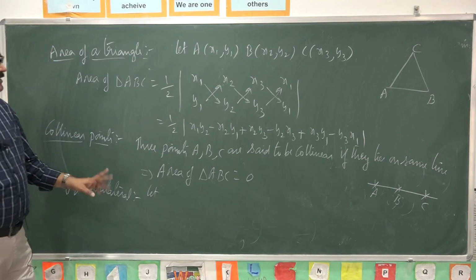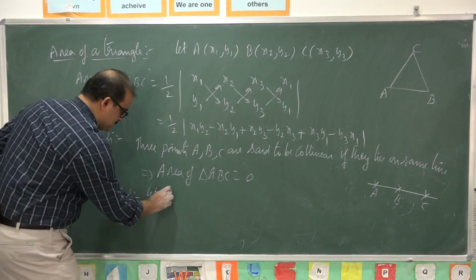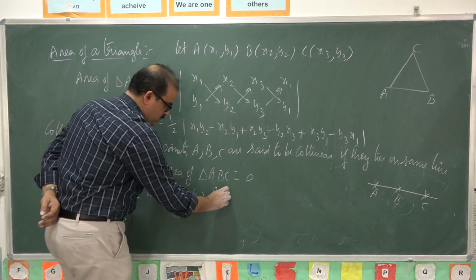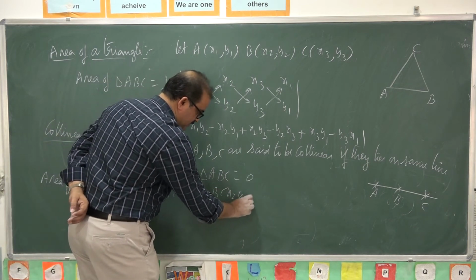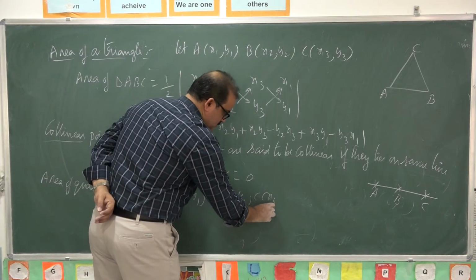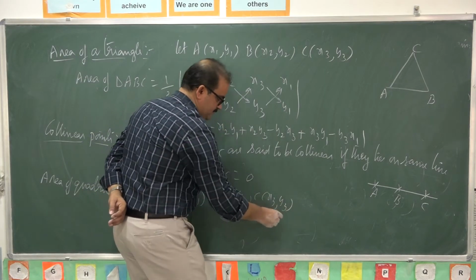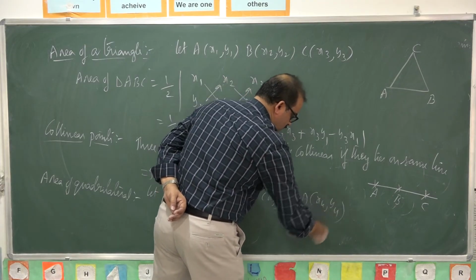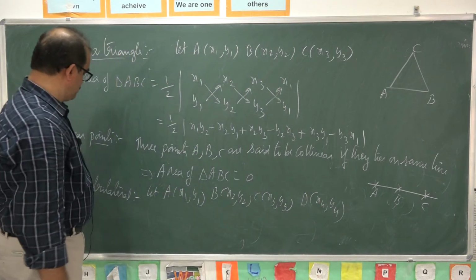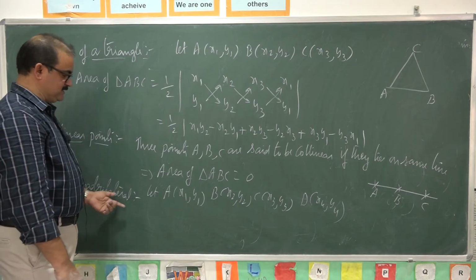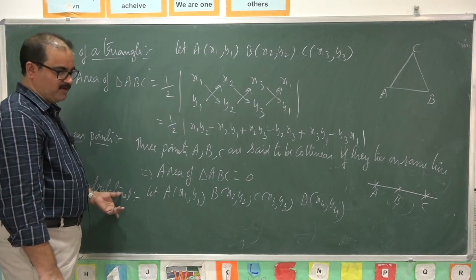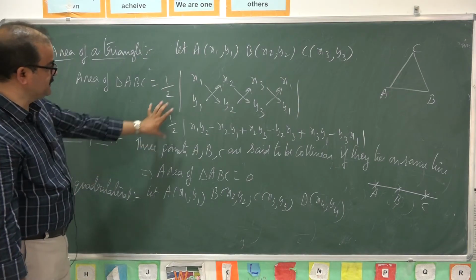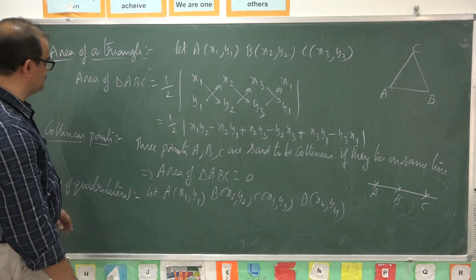In a quadrilateral, there are 4 vertices. Let A (x1, y1), B (x2, y2), C (x3, y3). Now we discuss how to find the area of the quadrilateral. We find the area of the quadrilateral in the same procedure.